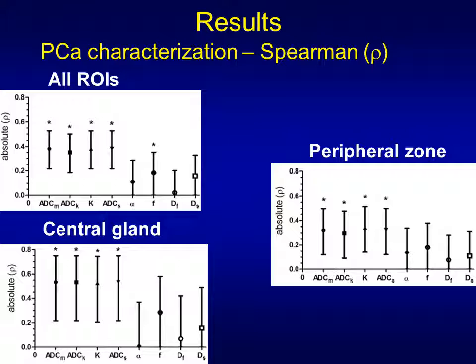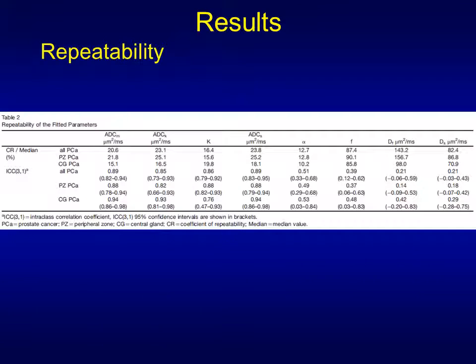When we look at the Spearman correlation coefficient, again, the ADC parameters, either from the mono-exponential, kurtosis, or stretched exponential, were performing similarly, and also in the central gland and in the peripheral zone, while the alpha parameter of the stretched exponential and all parameters of the bi-exponential model performed lower in terms of absolute Spearman correlation values. Repeatability, as said, was assessed using the coefficient of repeatability and ICC values.